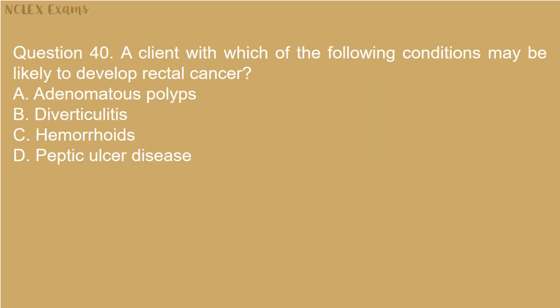Question 40. A client with which of the following conditions may be likely to develop rectal cancer? A. Adenomatous polyps. B. Diverticulitis. C. Hemorrhoids. D. Peptic ulcer disease.